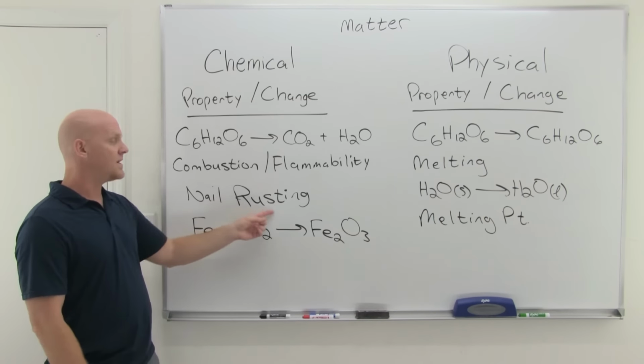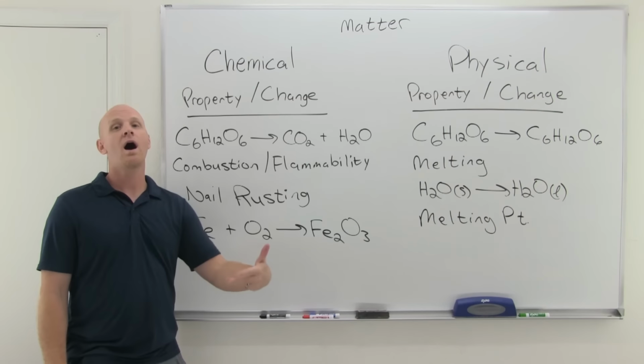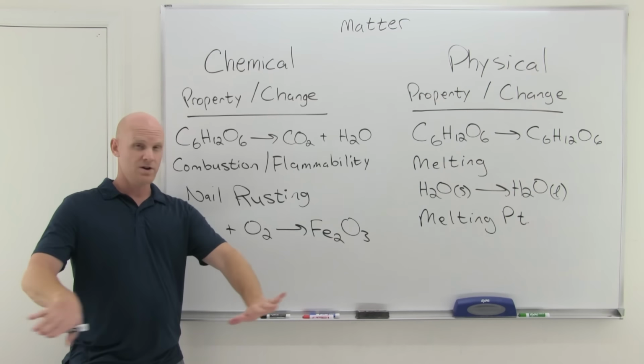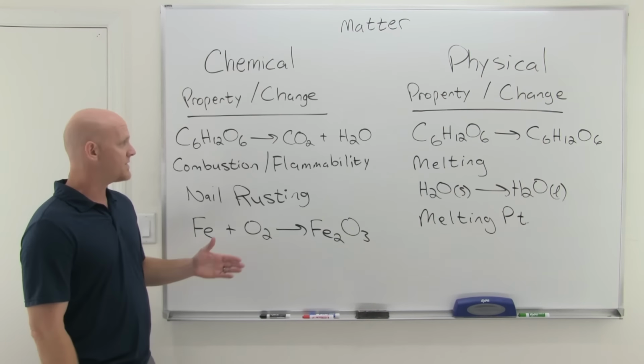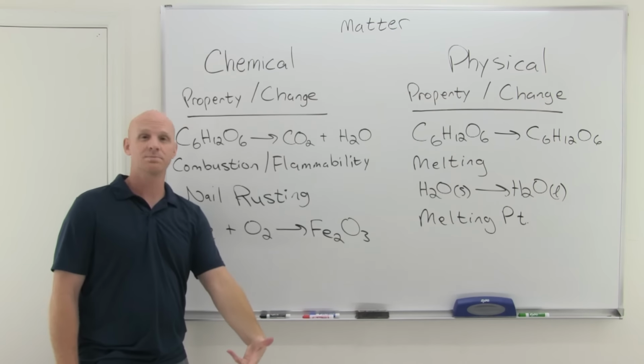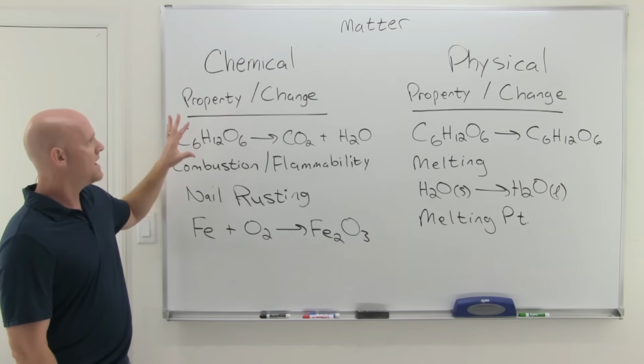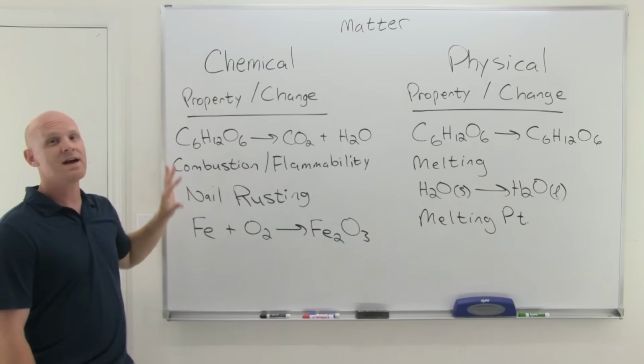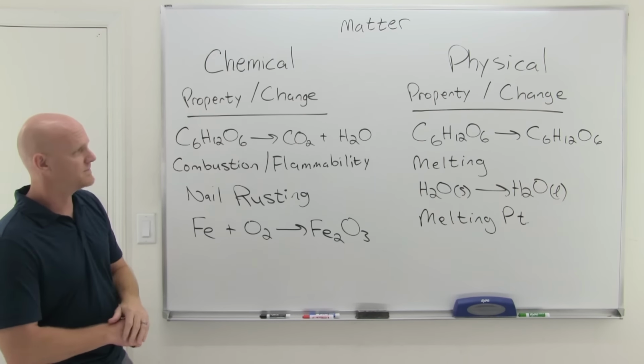So, when a nail rusts, it actually is undergoing oxidation. Not a word you need to know now, but I just want to point out that the property associated with this chemical change might be called oxidizability, things of this sort. So oftentimes, again, these chemical changes will have a chemical property associated with them.